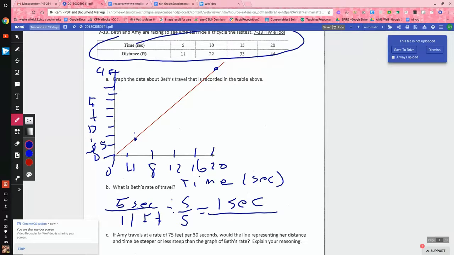It's easier that way, because if we need to find a random time, like how far would you go in 46 seconds, we can just multiply both sides by 46. We divide 11 by 5, which would be 2.2 feet. So every second she's going 2.2 feet.